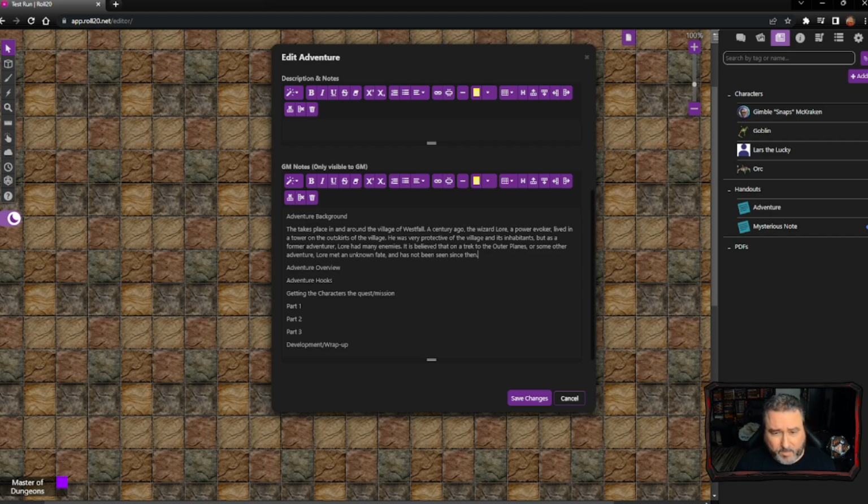We have this wizard that lived in a tower that kind of protected the village, but of course he had many enemies, and believed that perhaps maybe he's on a trek to the outer plains or some other adventure. That Lore met an unknown fate, and has not been seen since then. So that gives it a little bit of a background idea.